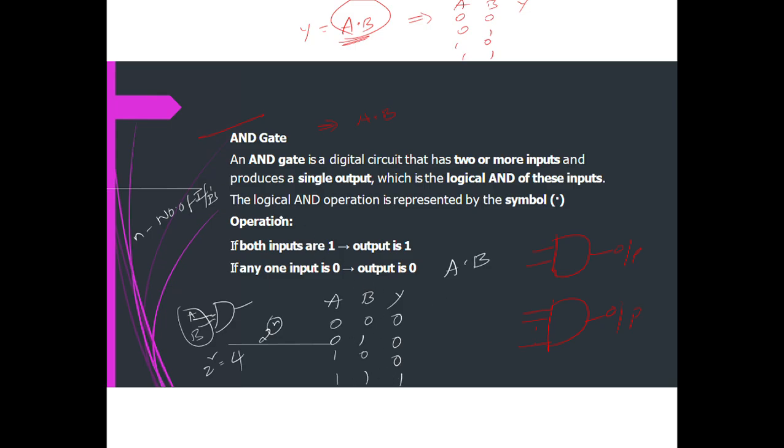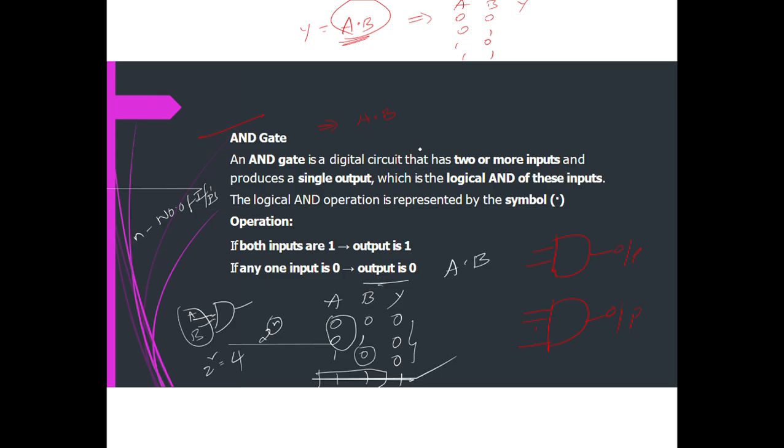Now how can you classify? When both the inputs are 1, only then is the output going to be 1. If any one of the inputs is 0, see here, then the output will become 0. So we define the truth table in this format.